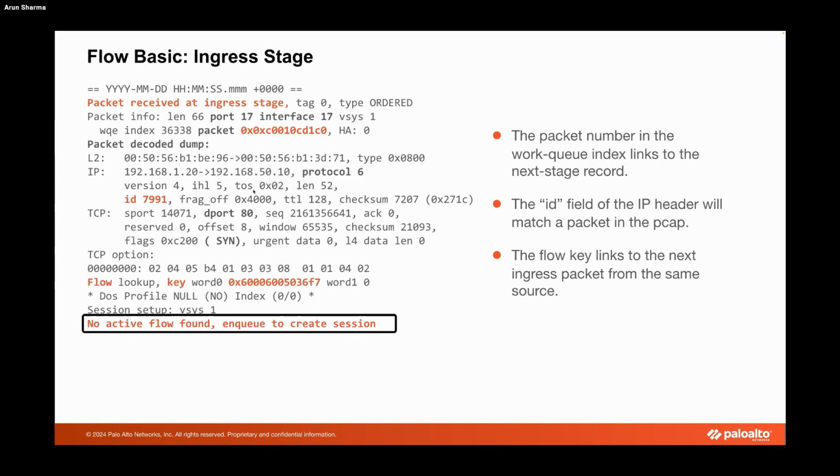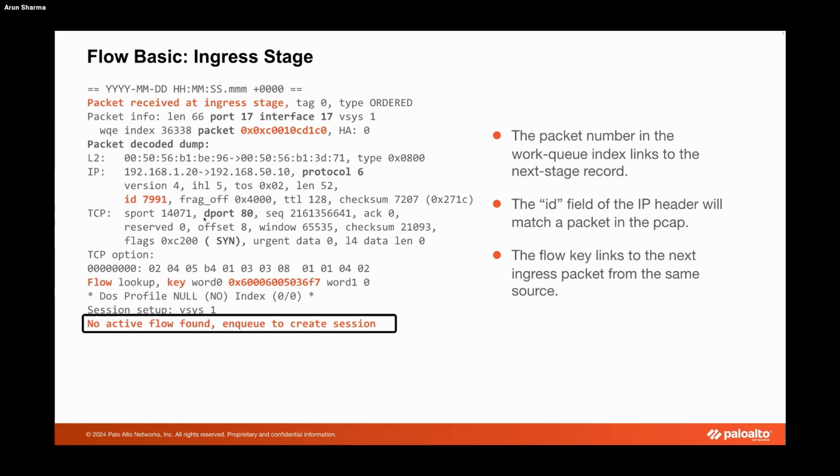Header length, TOS, length, ID. This is one of the header fields in the IP layer, which is used to identify the traffic. In this case, the ID is 7991. And you can see we are also including the header information here. What is the TTL? So you can see how powerful it is. It's giving you the entire picture of the packet that is trying to enter the firewall.